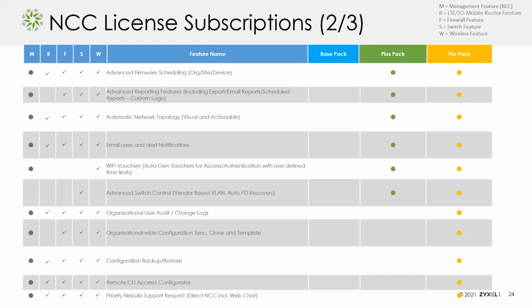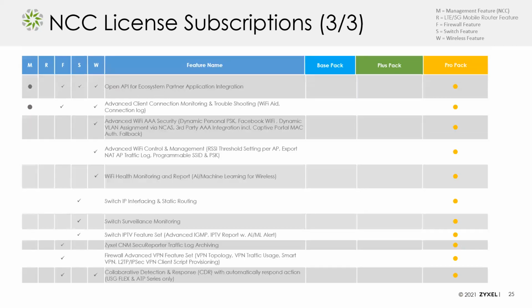Priority Nebula support, the ability to open a ticket directly with our team in Taiwan, that's part of the Pro pack. Access to our open API, so you can integrate with some existing equipment that you have or existing software you want to build, that requires Pro pack. Some of the advanced Wi-Fi troubleshooting features, in particular AI Wi-Fi troubleshooting, require a Pro pack.